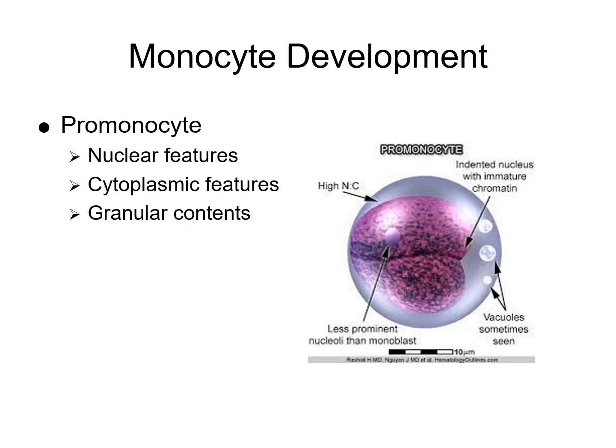For nuclear features of a monocyte, the nucleus is large and indented, or sometimes even kidney shaped. Chromatin is less condensed than in the mature monocytes, appearing more open and fine. There may be some nucleoli present, but they're not always there or prominent. You're not able to see them.